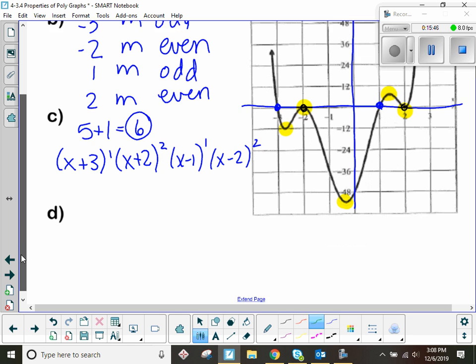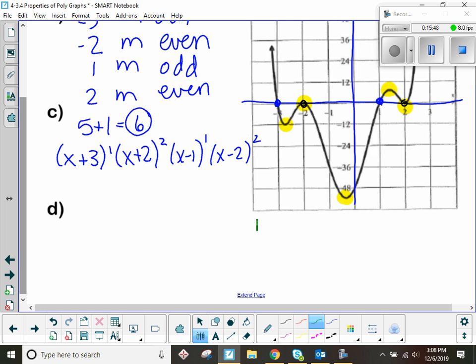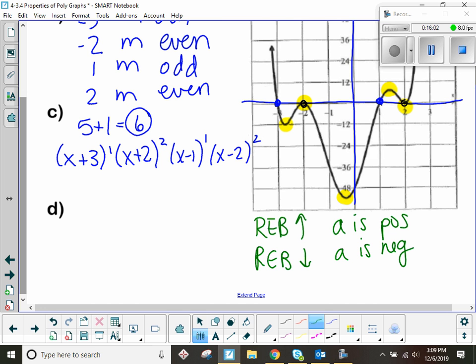Make a note somewhere to yourself. If the right end behavior is up, then A is positive. If the right end behavior is down, then A is negative. What is going on in this situation? It's positive because the right end behavior is up.